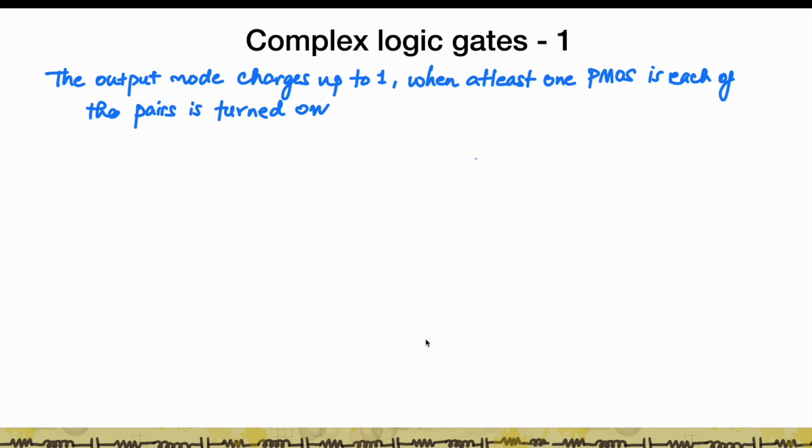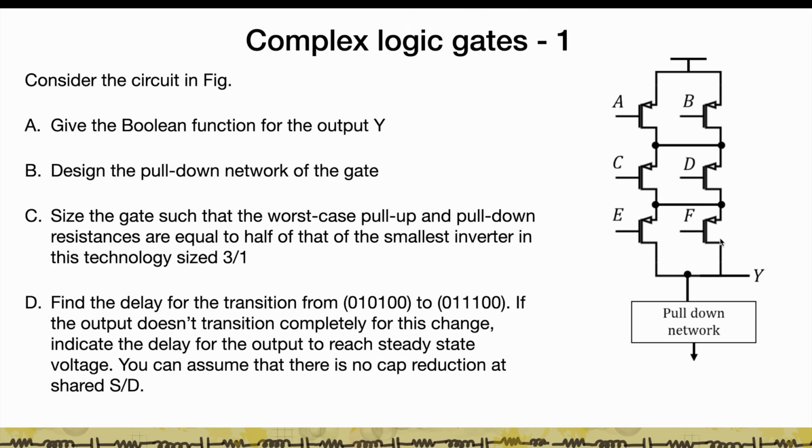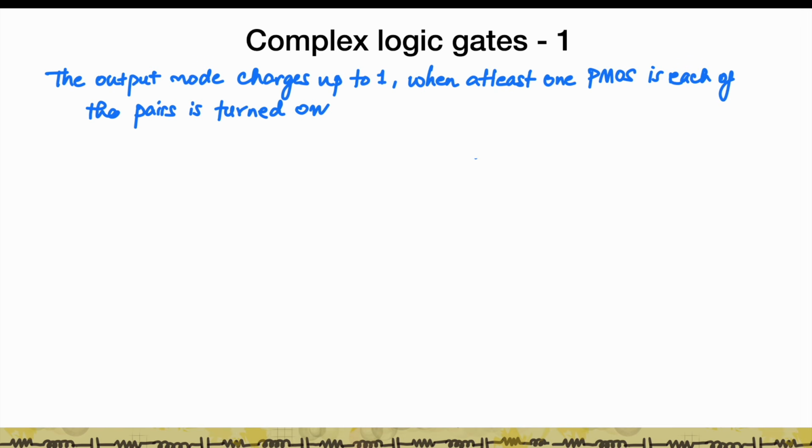So now let's look at the gate a bit. The easiest way to do the pull down network would be to do the dual of this and then write the function. So you can do either way. Either you work out how the PMOS pull up works, or you first create the dual and then write the function of that. So we know that the output node charges up to 1 when at least one of the PMOS in these pairs is turned on.